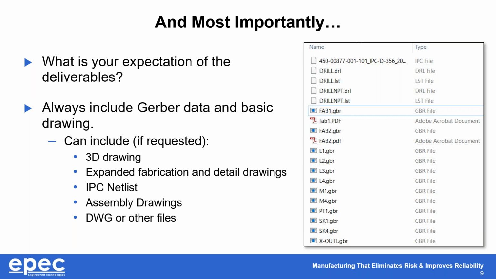You may also need a 3D drawing, which also takes additional time. Expanded fabrication and detail drawings could also be developed if those are required. Assembly drawings, sometimes it is advantageous to have your PCB supplier create those with you as well to meet special requirements such as spacing between PCBs and rails for ease of assembly. Sometimes you may need a DWG or other file formats. If we know this up front, we can hopefully supply exactly what you need the first time we send.